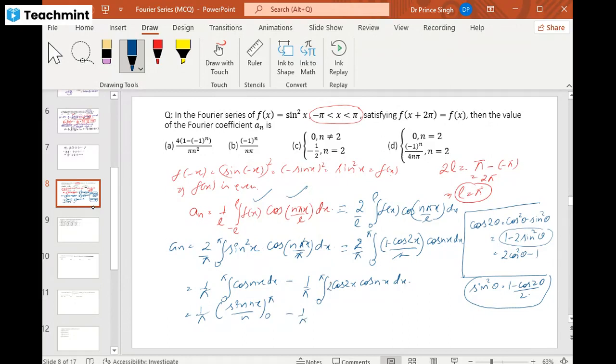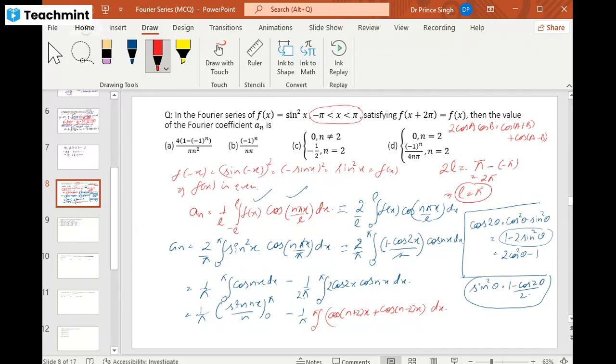I can multiply and divide by 2, because again the product of two cosine functions is non-linear, so we need to convert it into linear. We are using the property 2 cos A cos B, which is equal to cos(A plus B) plus cos(A minus B). So this is equal to the integral from 0 to pi of cos((n plus 2)x) plus cos((n minus 2)x) dx.